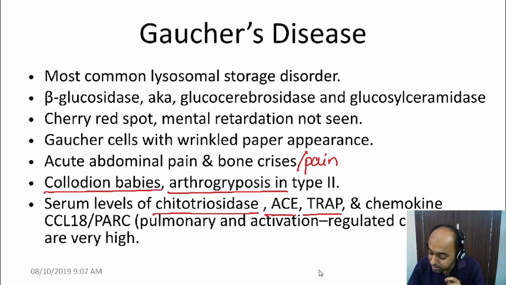Recently, to this list, we have added CCL18, also known as PARC, to increase the sensitivity. So if all of these are simultaneously elevated, it is a very strong indication that we are dealing with Gaucher's disease. Remember, the confirmation will only be via the genetic analysis.